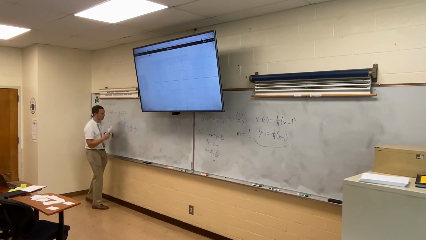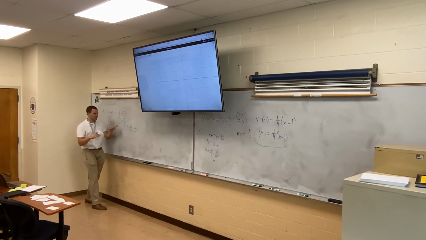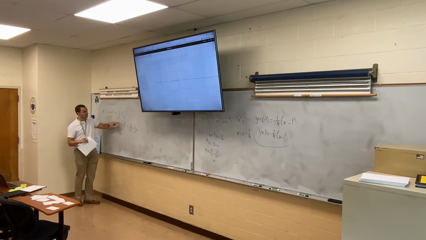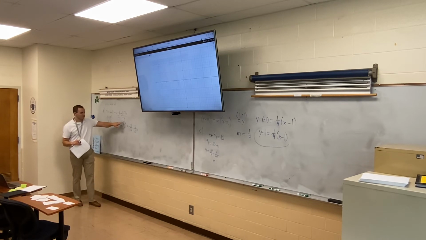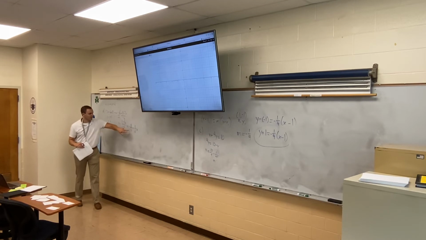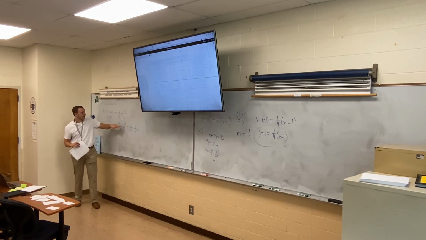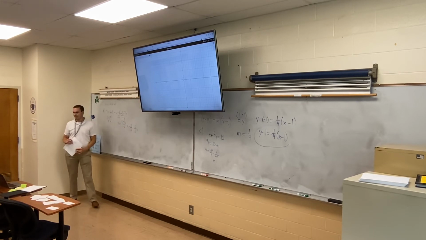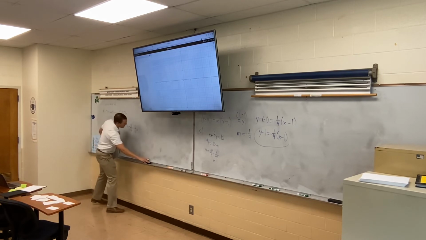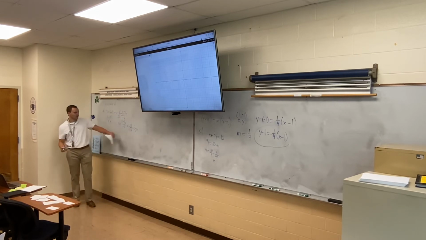Is anyone confused how I went from here to here? So I just split up. If you have an addition or subtraction in the numerator and then a single number in the denominator, I can just write them separately. So this became 8 over negative 6 minus negative 2x over 6, so it's plus 2x over 6. Okay? This is the same as 1/3. So let me simplify that real quick. Plus 1/3 x.